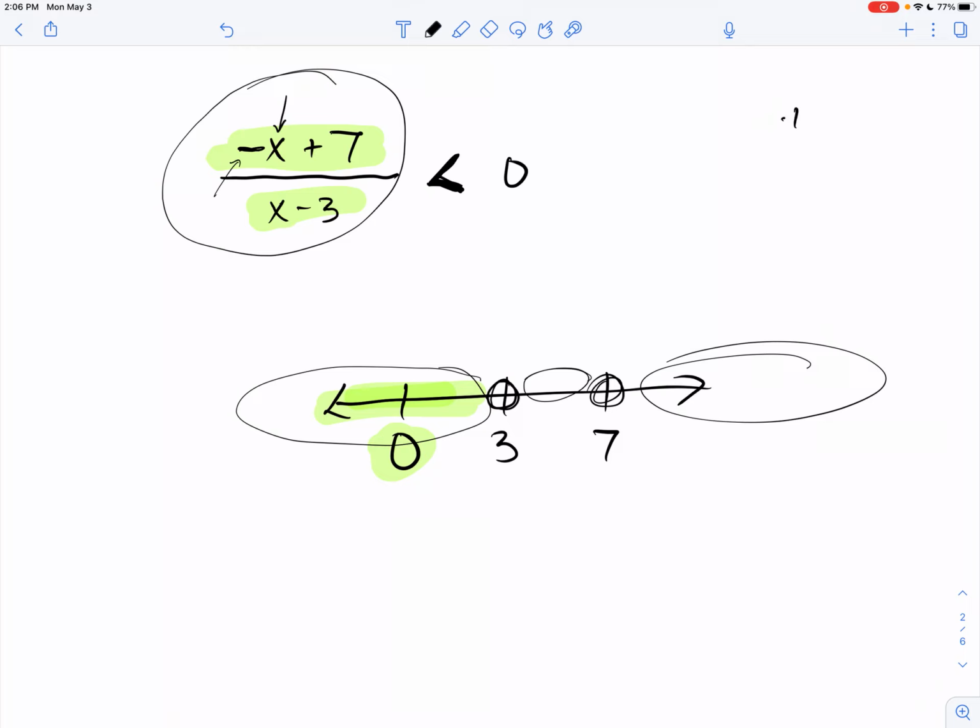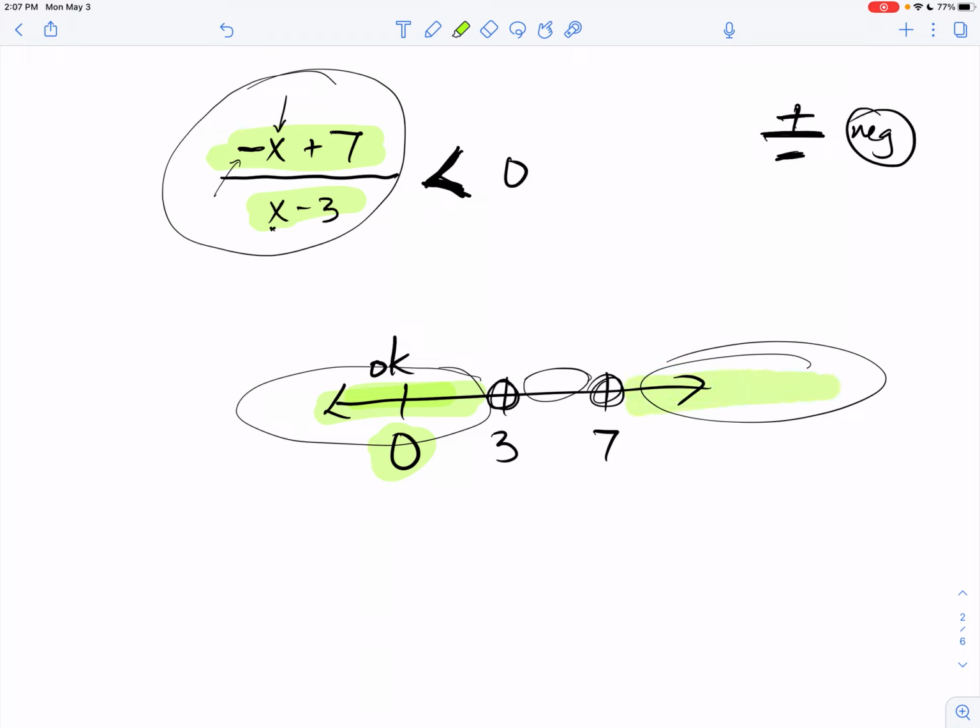Well, guess what? That would make the top positive. And if I put 0 in for x minus 3, that would make the bottom negative. A positive thing divided by a negative thing is a negative. And guess what? Negative stuff is less than 0. So this stuff over here is valid. This stuff is okay.